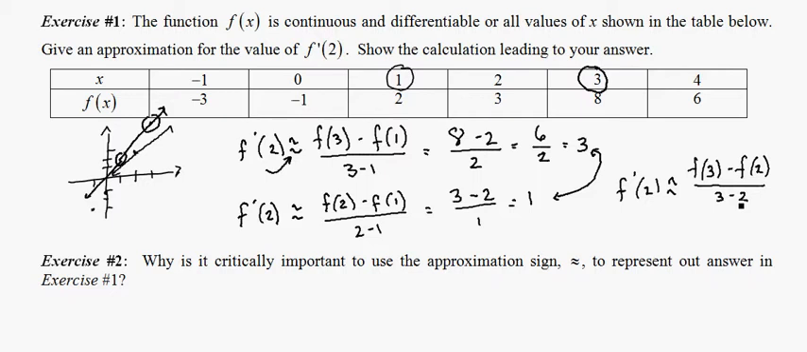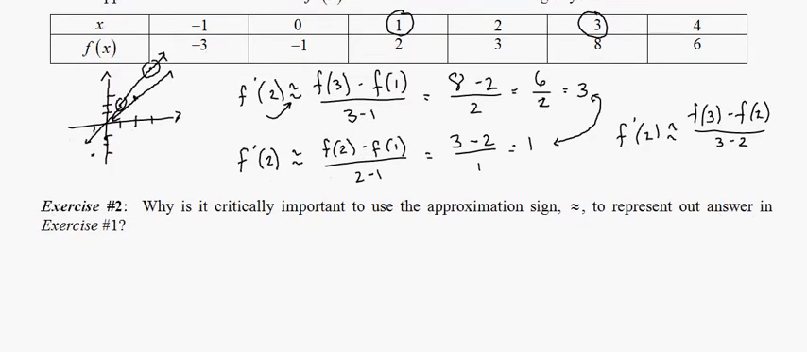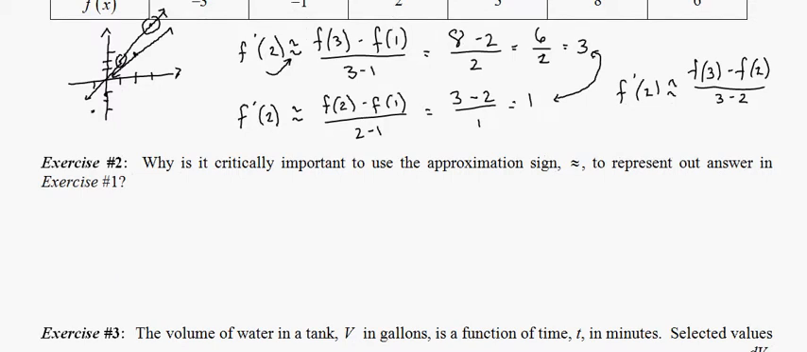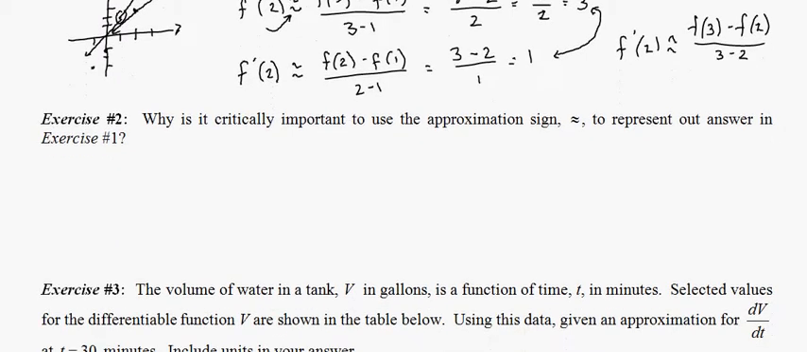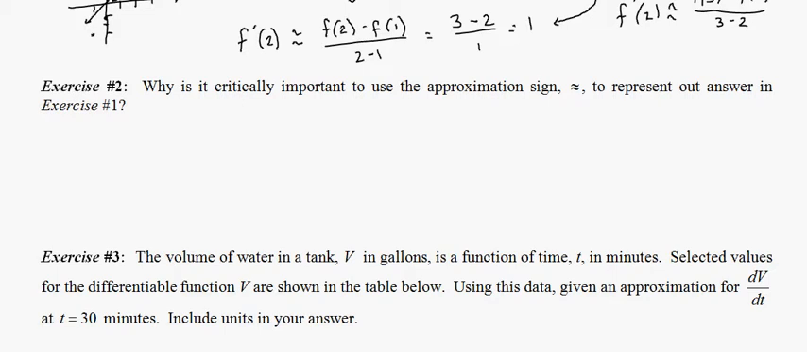Now, one thing that we wouldn't know, though, is which one is the most accurate, or even how accurate it is. And that's what motivates the question in exercise 2. Exercise 2 says, why is it critically important to use the approximation sign? Now, you may have used the approximation sign for all sorts of different reasons. You may have rounded answers and said, oh, my actual answer is 5.3, but that's approximately 5. And that would be a correct use of the approximation symbol.